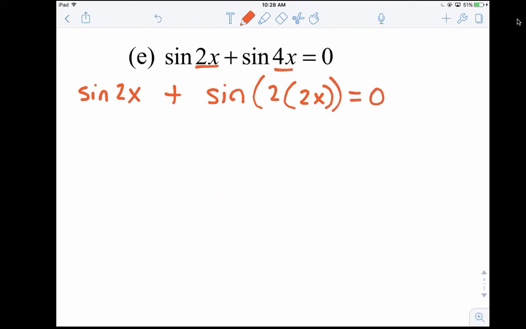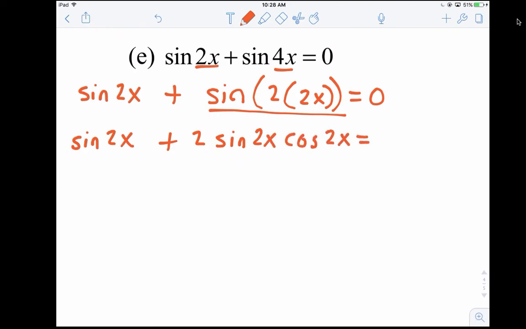All right. Now the reason I'm not going to change the first sine of 2x is because I'm going to try and see if I can get a common factor with this second term here. Okay, so if I do the double angle identity for that one, sine of 2 times 2x, that's going to give me sine of 2x plus 2 times sine of 2x cosine of 2x. Okay, so by doing that, I now have a common factor of sine of 2x in both terms.